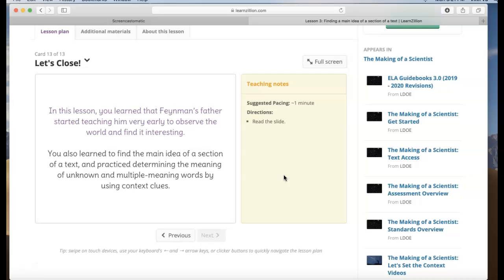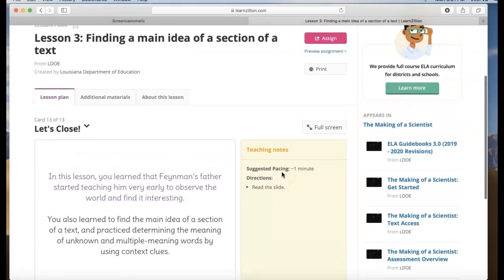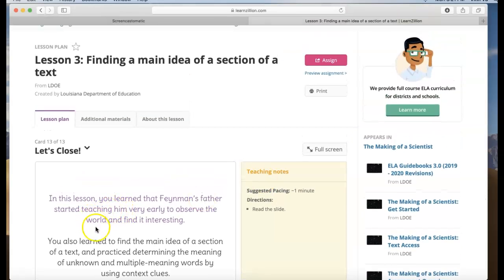Lastly, let's close. In this lesson, you learned that Feynman's father was teaching him very early to observe the world and find it interesting. You also learned to find the main idea of a section of a text and practiced determining the meaning of unknown and multiple meaning words by using context clues. So that was lesson 3, finding the main idea of a section of a text.